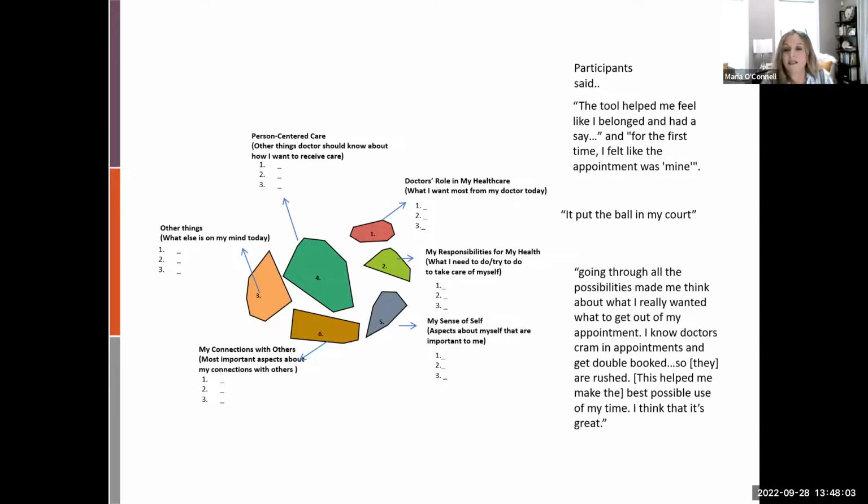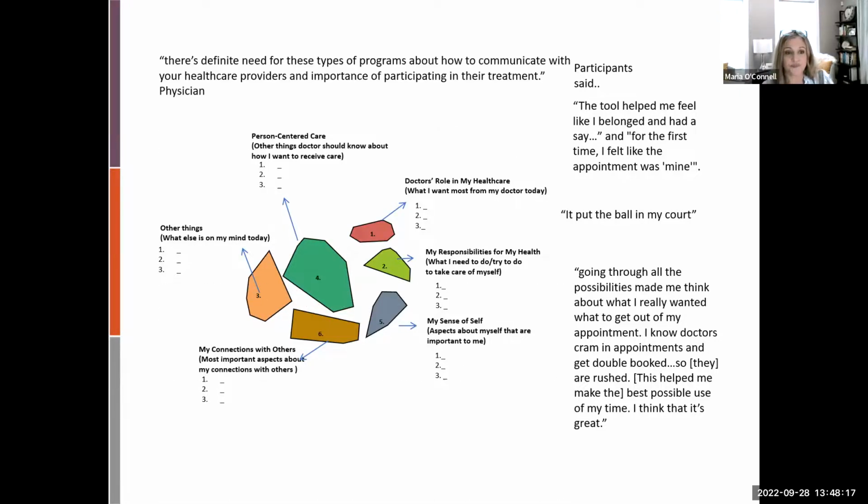Going through all the possibilities made me think about what I really wanted to get out of my appointment. I know doctors cram in appointments and get double booked, so they are rushed. This helped me make the best possible use of my time. I think that it's great. And some of the providers said there's a definite need for these types of programs about how to communicate with your healthcare providers and the importance of participating in the treatment.